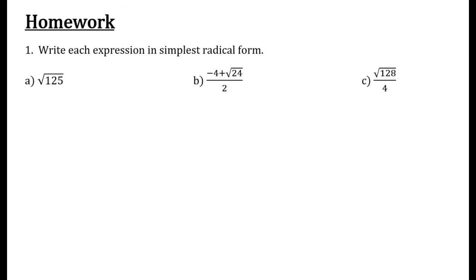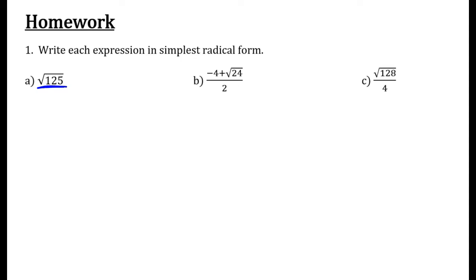In this lesson, we simplified radicals, we simplified square roots, cube roots, we simplified expressions that contained radicals. So a throwback to Algebra 1 here, write each expression in simplest radical form. I want to simplify all of these square roots. So how do I simplify the square root of 125? Well, I need to think of what's the biggest perfect square that goes into 125.